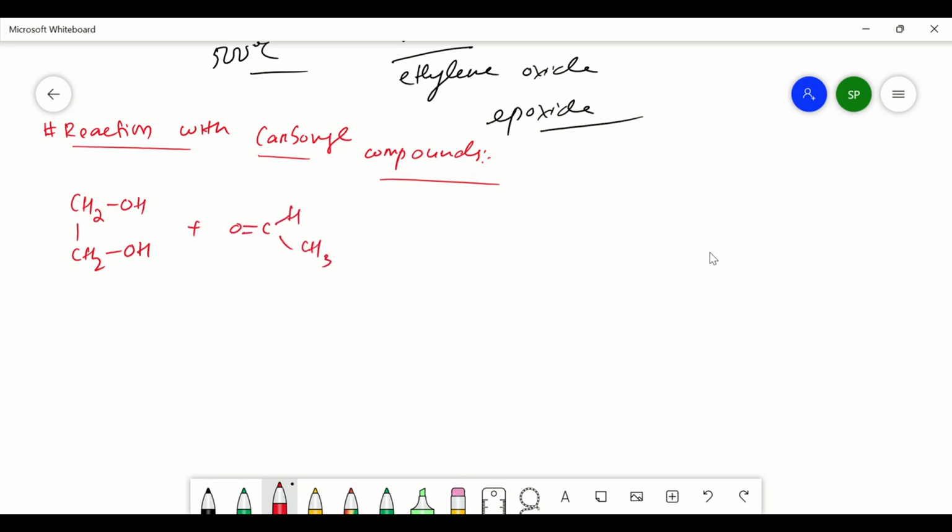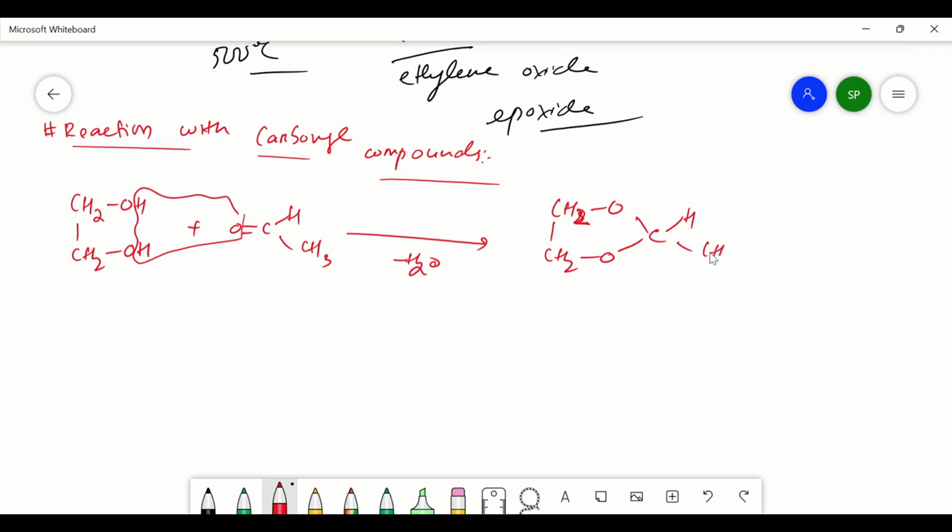So there will be dehydration. It will consume one oxygen from here and one hydrogen from here. Then there will be loss of water and formation of one cyclic compound, CH2O, single bond CH2O, carbon, then H and then CH3, and there is formation of a 5-membered ring. This 5-membered ring is comparatively stable, and this forms the product.